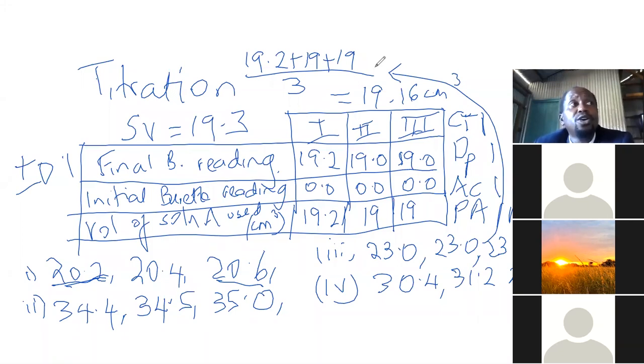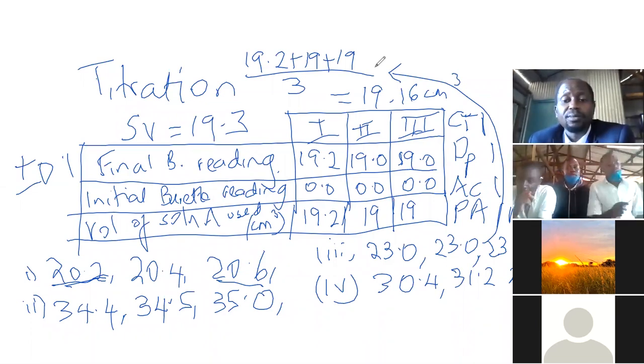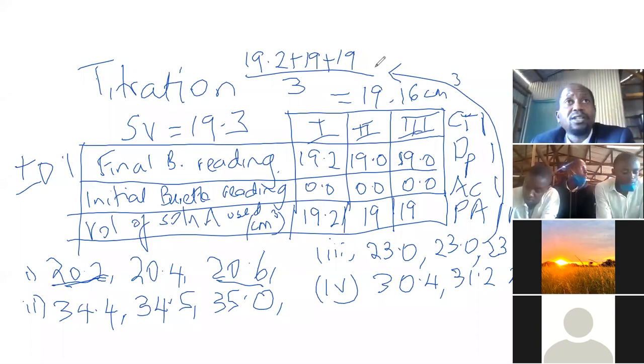Units may or may not be shown. They are not compulsory for you to earn the mark of averaging. You may or may not show units, but if you show them, they must be correct. Because we normally see candidates making the mistake of writing centimeter squared, which is not a volume, is area. So that is under averaging.